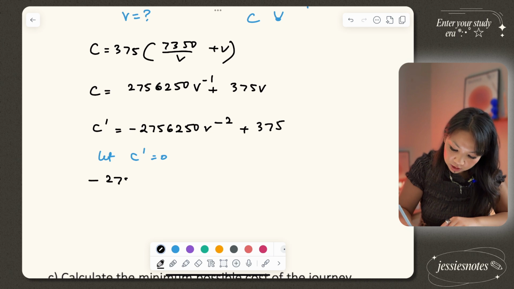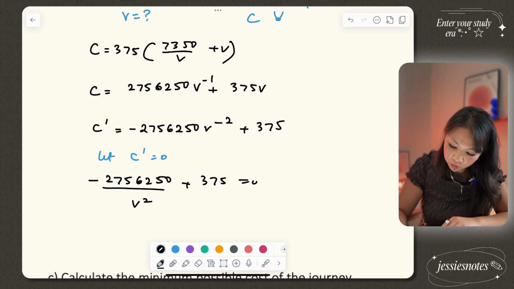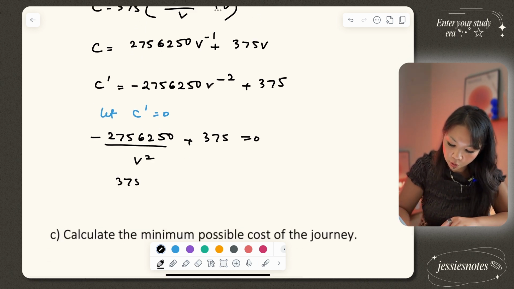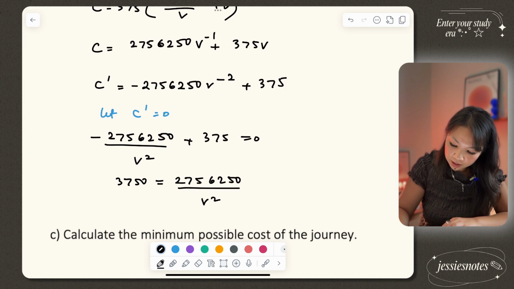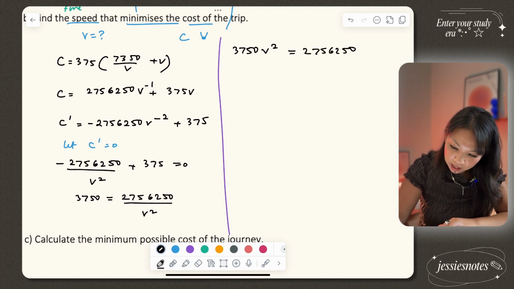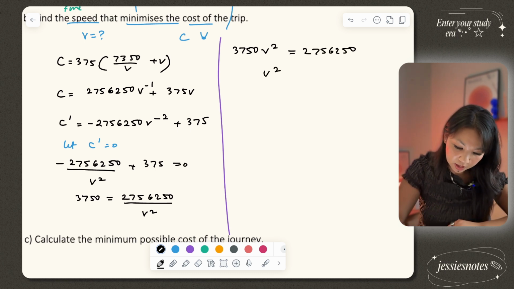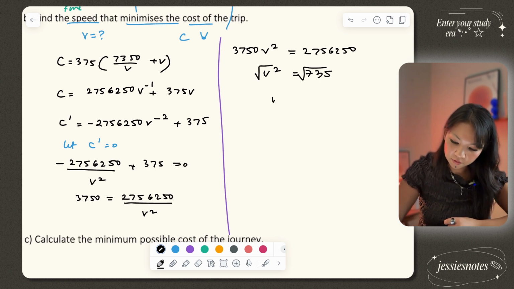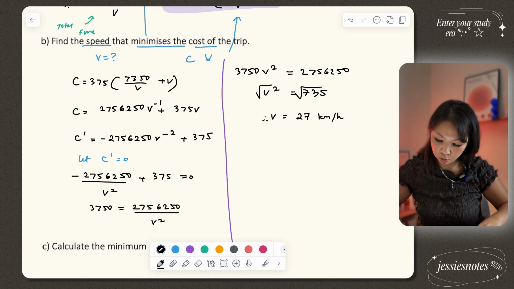We get negative 2,756,250 over V squared plus 375 equals 0. Let's chuck that fraction over to make it positive, times V squared, so 375 V squared equals that big number. Divide it, you get V squared equals 735, and if you square root that, you get V equals 27 kilometers per hour. Oopsies, I made a boo-boo.